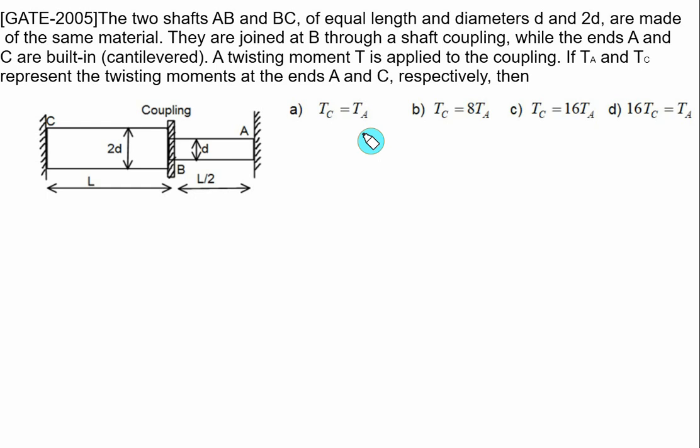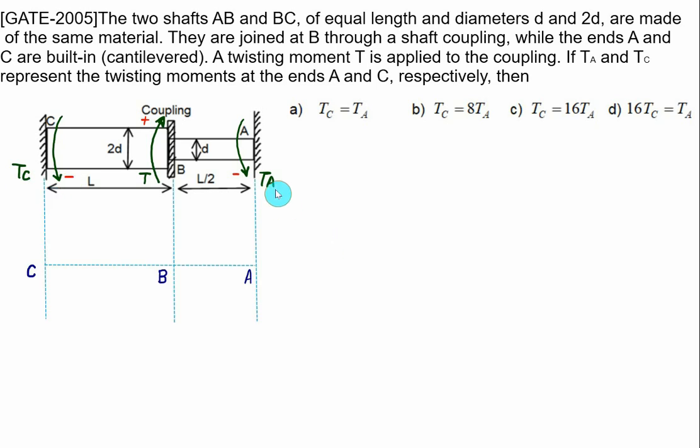So let's say we have a twisting moment at this section equal to T, and let's say we have twisting moment at A, which will be in opposite direction, equal to TA, and the twisting moment at C, that is the reaction torque at C, will be equal to TC. External torque acting in the clockwise direction we will take as a positive value, and the rest two we will take as a negative value.